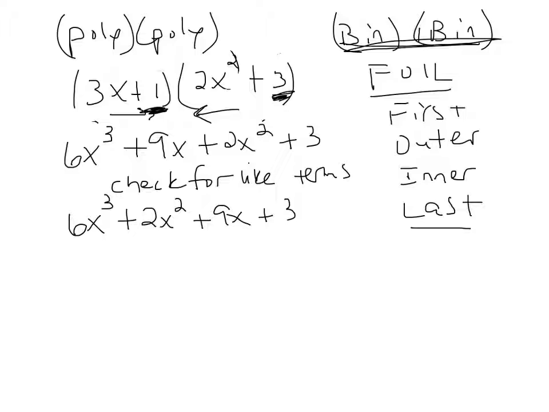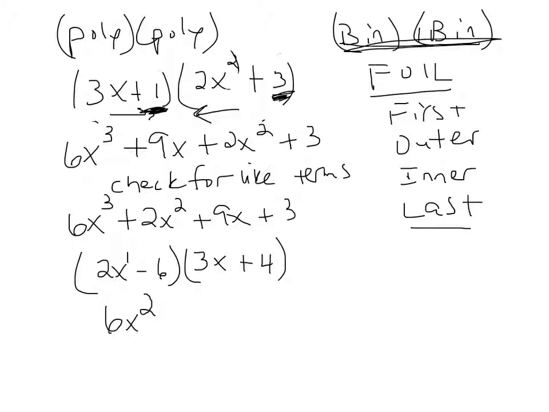We'll do one more, binomial times binomial, where we use FOIL. 2x minus 6 times 3x plus 4. Okay, first times first is here. That gives us 6x squared, remember. This is to the first, this is to the first. And outer times outer looks like this. So that gives us 2x times 4, which is 8x.